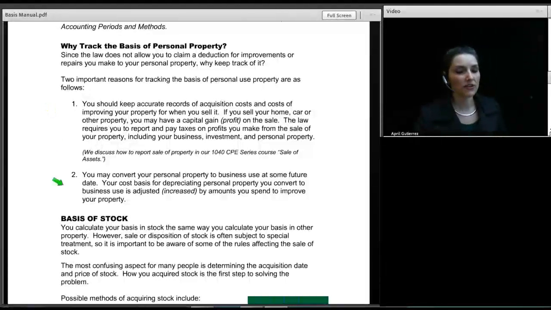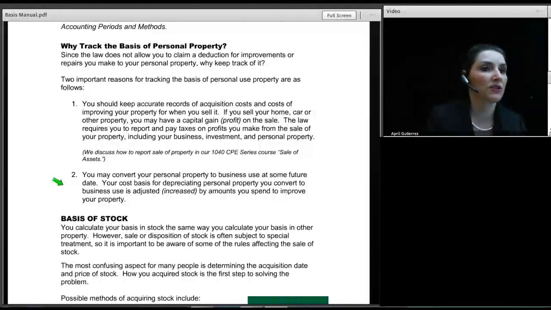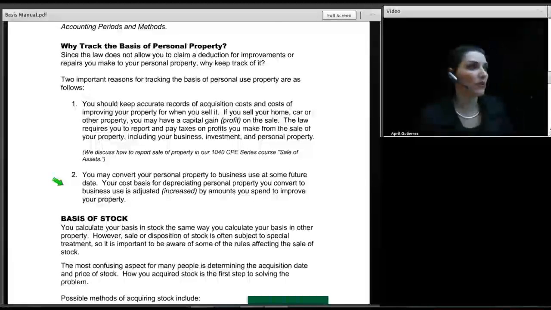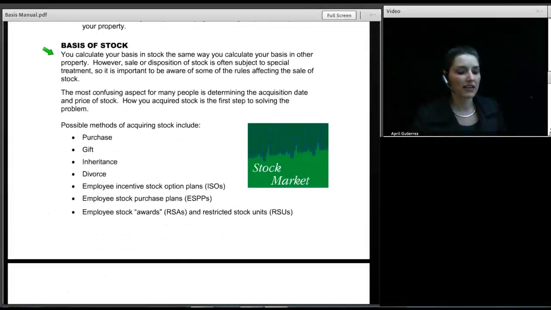The other reason is there could come to be that day where you decide to convert your personal property to business use. Either you have some office furniture that you acquired a few years ago and you've decided to go into business for yourself, and so you convert that office furniture to business use, or you have a home that you've lived in for a number of years and you decide you're going to turn it into a rental. Now we need to know what the cost is for that, including all of the improvements for the years that you've owned it. The next topic we're going to take a look at is the basis in stock.